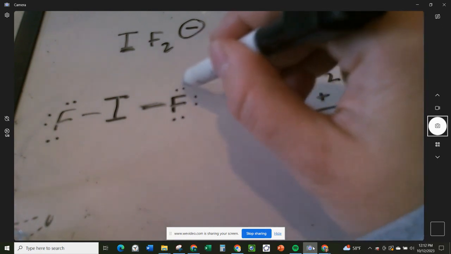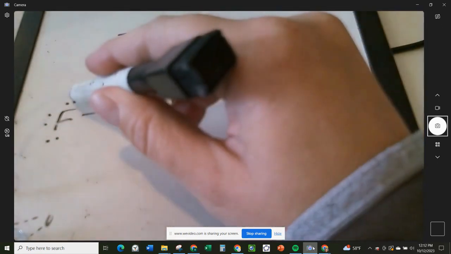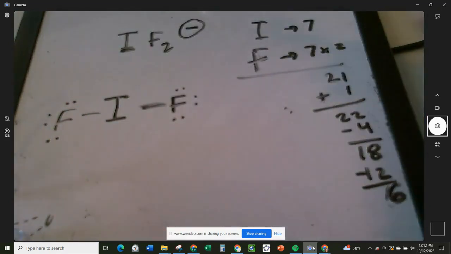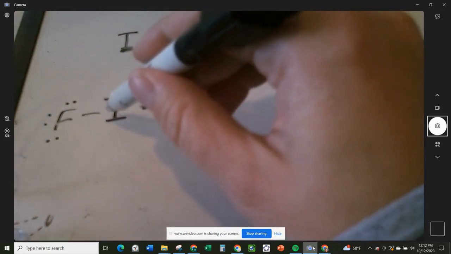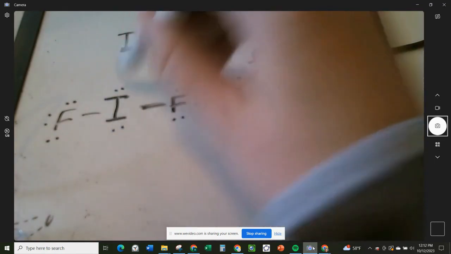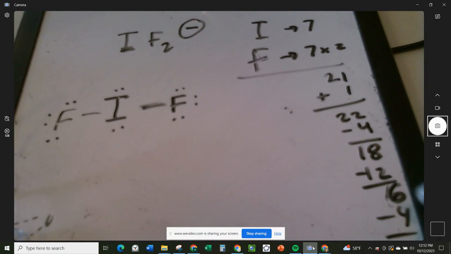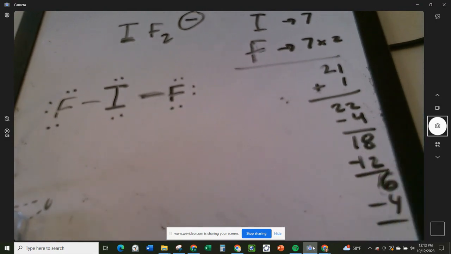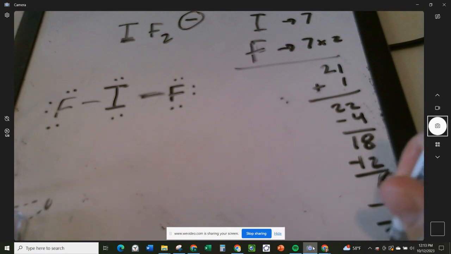The fluorine has 2, 4, 6, 8. This fluorine has 2, 4, 6, 8. So that's full. Now we'll fill up the octet around iodine. So iodine right now has 2, 4. So we're going to put 2, 4. We've used up 4 more electrons. We've still got 2 left to show in the structure.